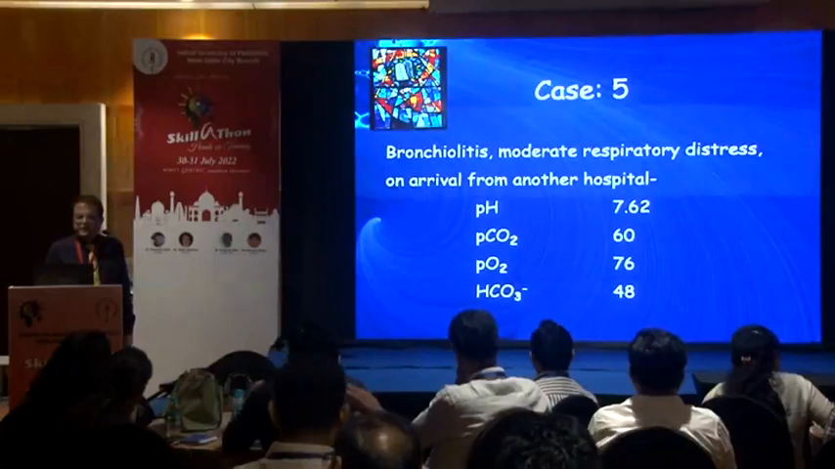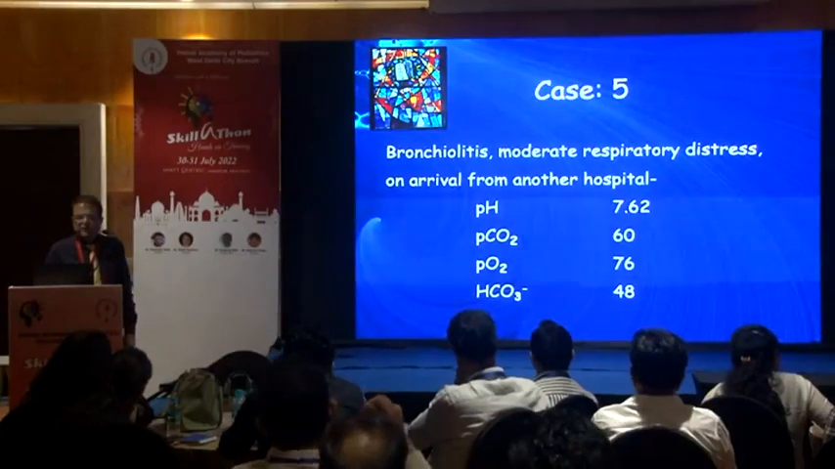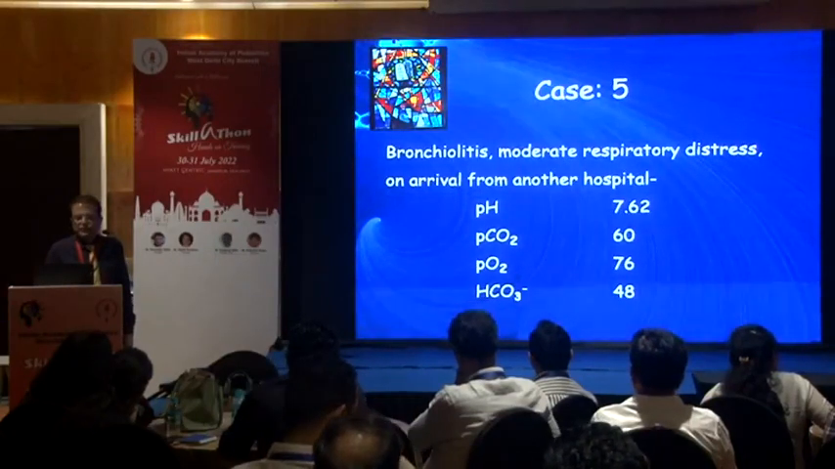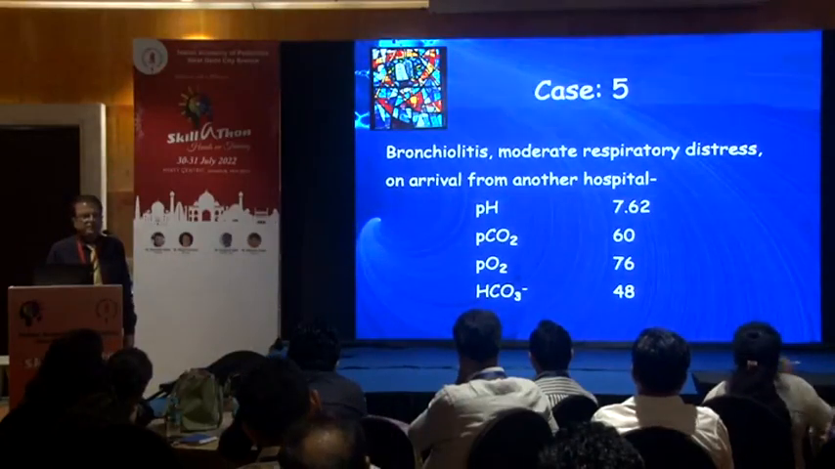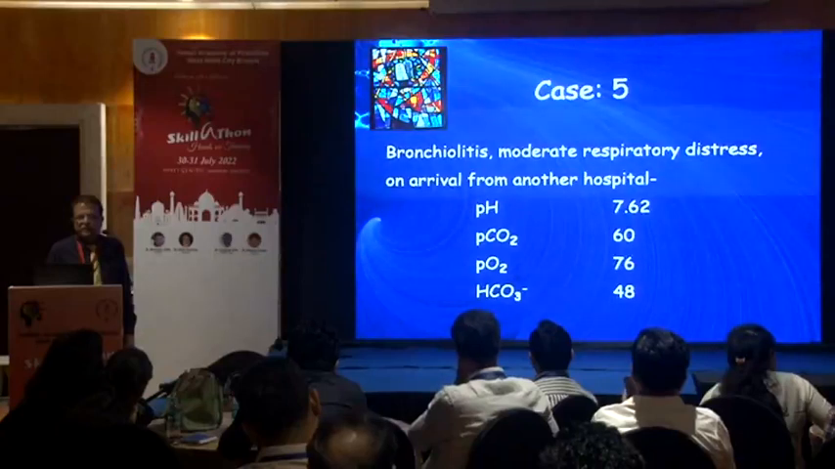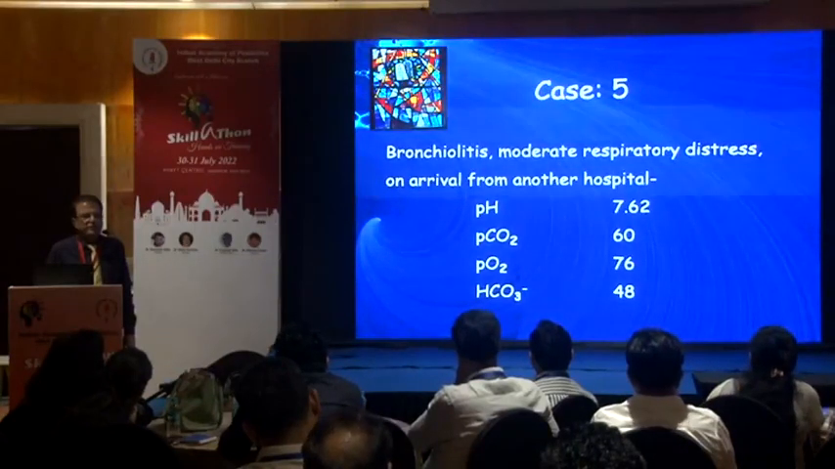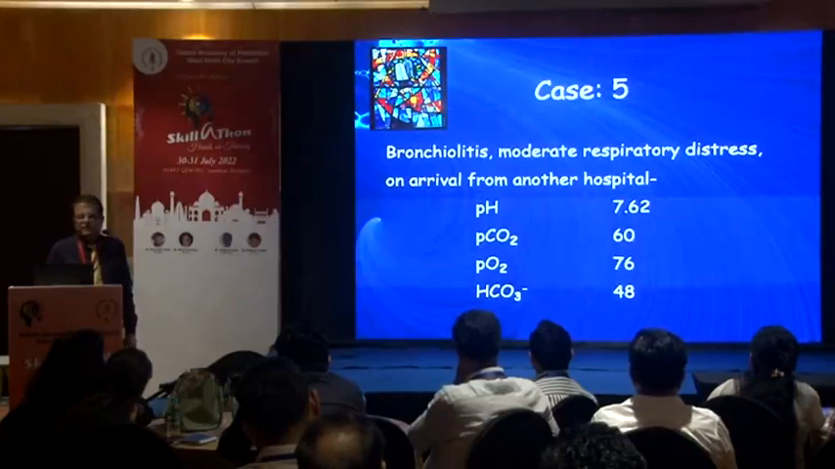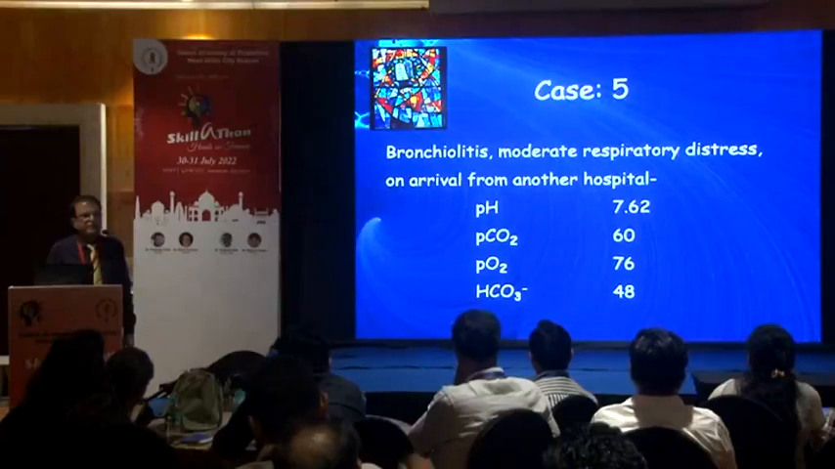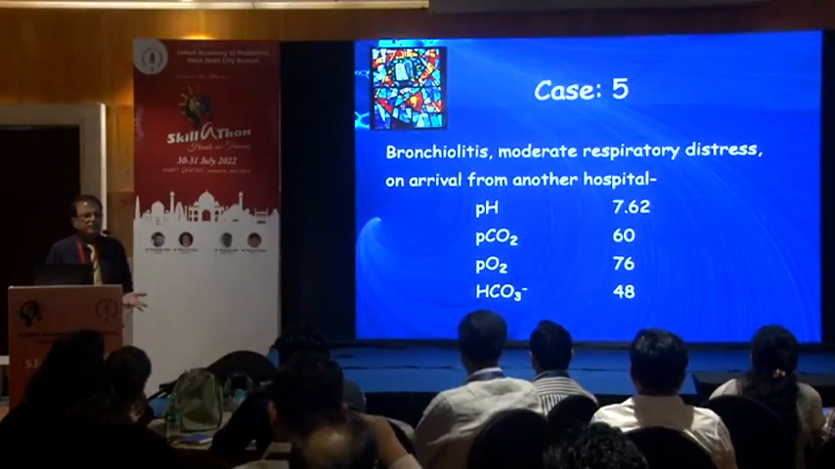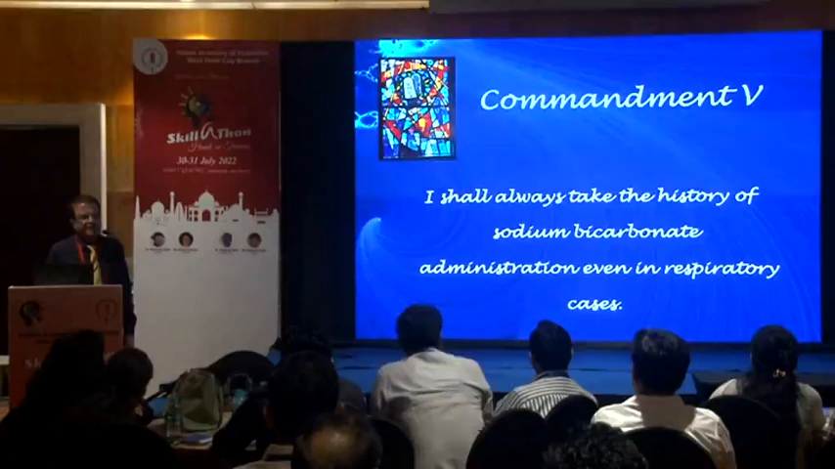Bronchiolitis, moderate respiratory distress on arrival from another hospital. pH is 7.62, PCO2 60, O2 is 76, and bicarb is 48. pH is high, alkalosis. CO2 60 cannot be the cause of alkalosis. CO2 60 would have caused acidosis. PO2 is 76, reasonably okay. Bicarb is 48. Where did this bicarb come from? The other hospital guy must have given it.